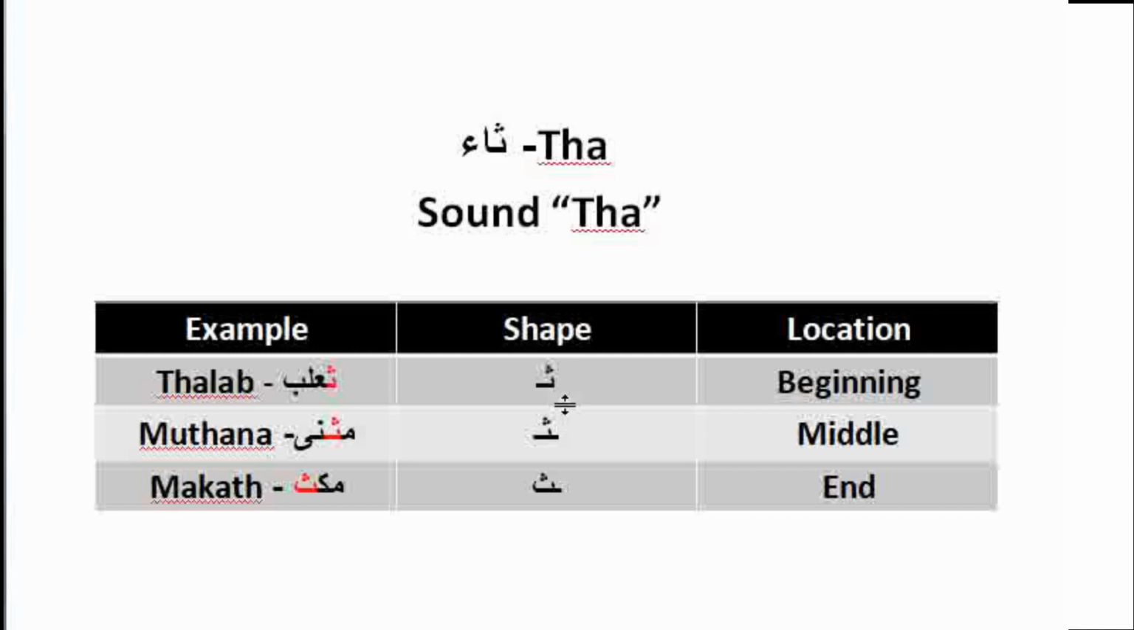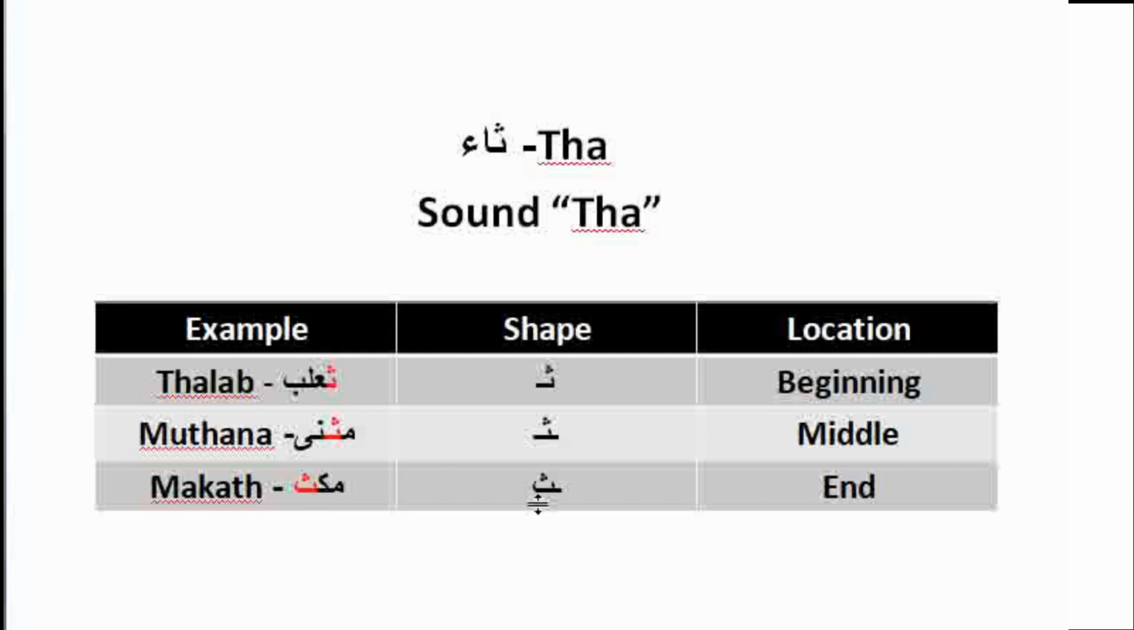In the beginning, it looks this way. An example is Thalab, which means fox. In the middle, it looks like this one. An example is Muthanna, which means 2. And at the end, it looks in this way. An example is Makatha, which means stay. He stayed.